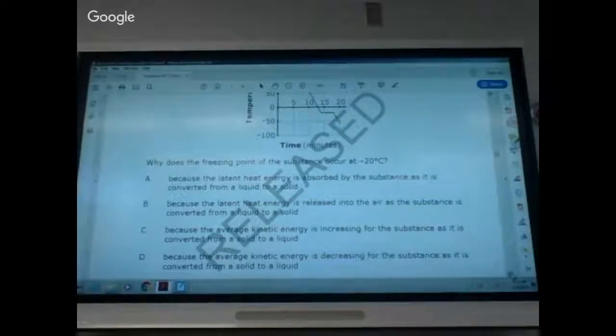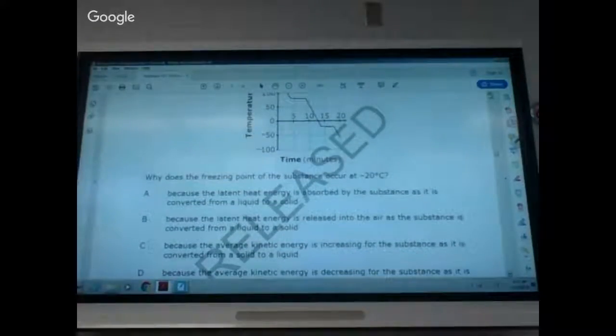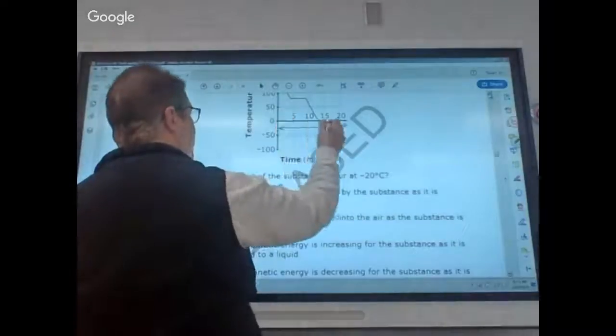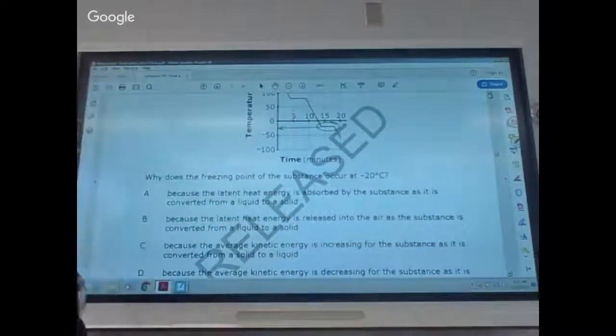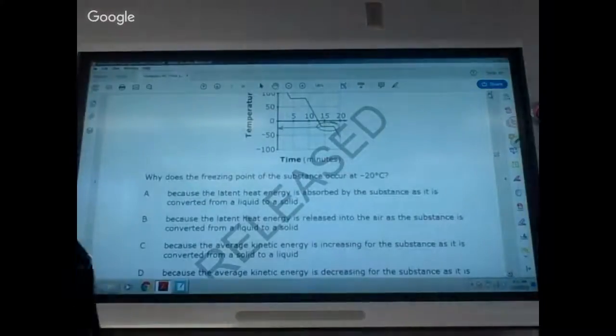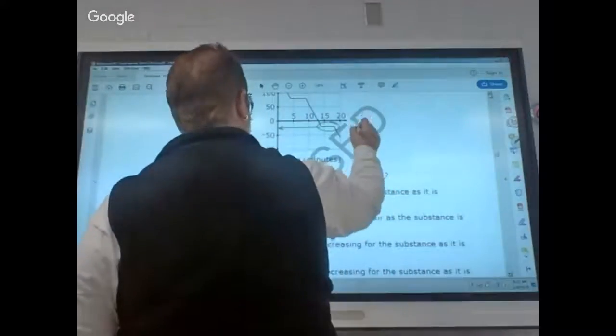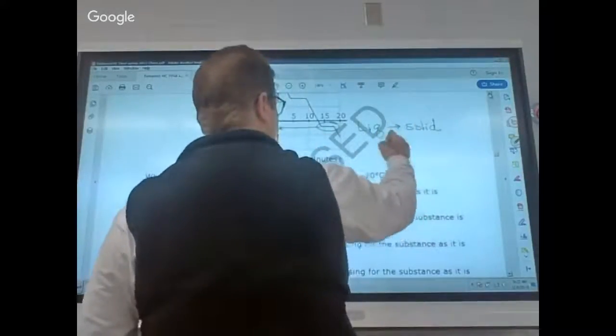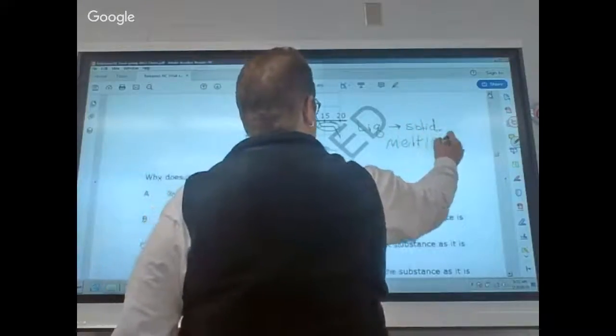I was just making sure. I didn't know what latent heat energy meant, but since they're asking us about negative 20, first of all, where is negative 20 on the graph? Right here. What's happening at this point on the graph? Phase change. From a what to a what? From a liquid to a solid. Or a solid to a liquid, either direction. We know it's melting and freezing.